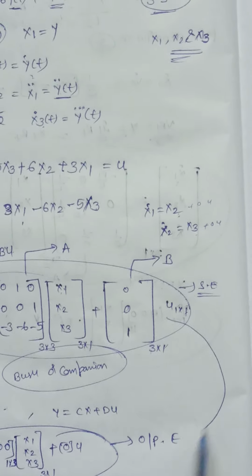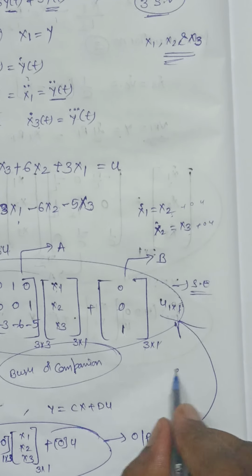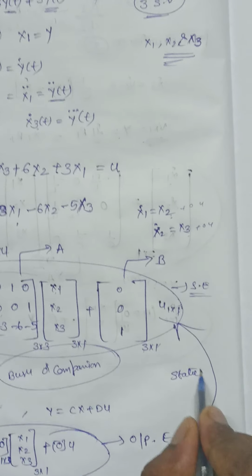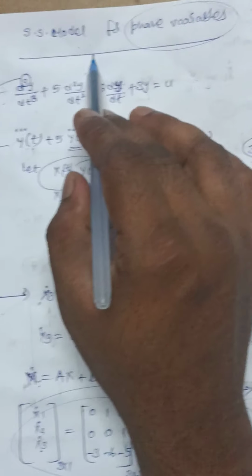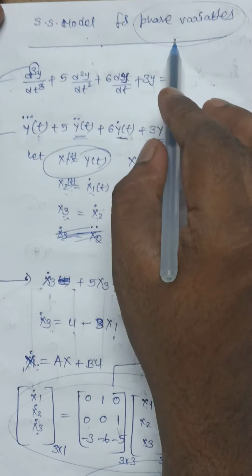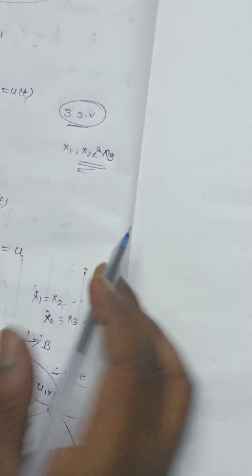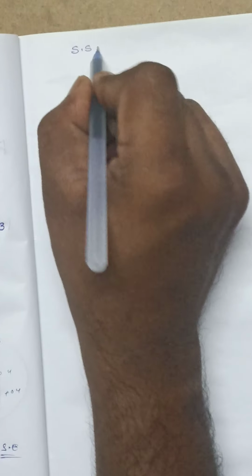These two equations combined are called the state model. So this is how we can find the state space representation for phase variables. Next one is the state space model for canonical variables.